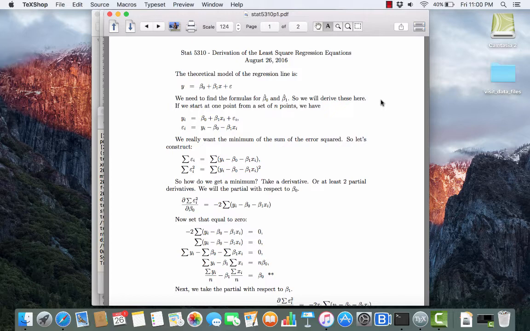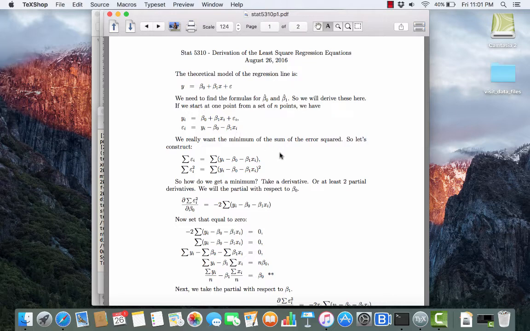So we have a set of n points. If I look at one particular point, if I go from the theoretical model of the line, because this is just the line, then I have y sub i is equal to beta 0 plus beta 1 x sub i plus e sub i. That's just some arbitrary point. Then I'm going to write it in terms of the e sub i. So I pushed everything over on the other side. So I've got y i minus beta 0 minus beta 1 x i.